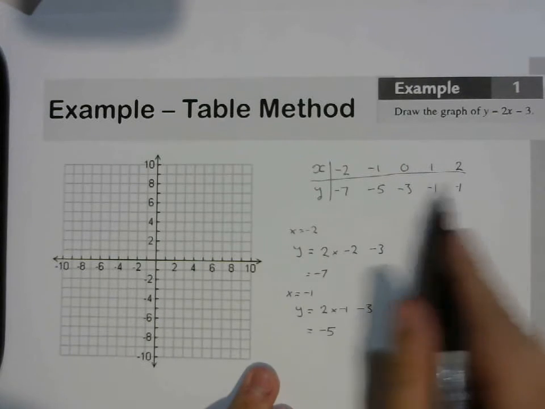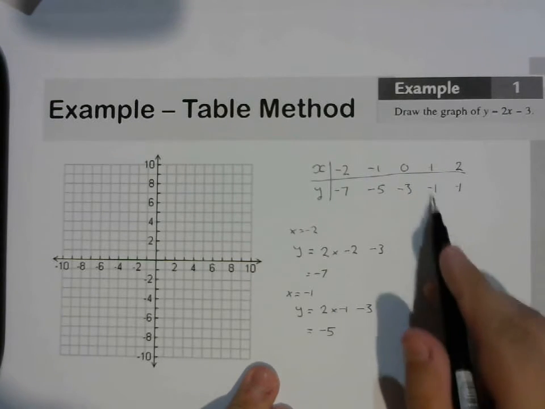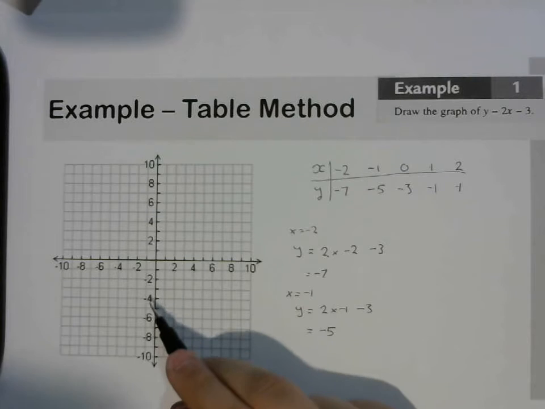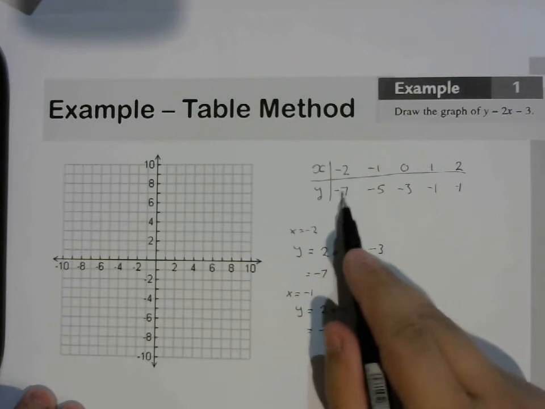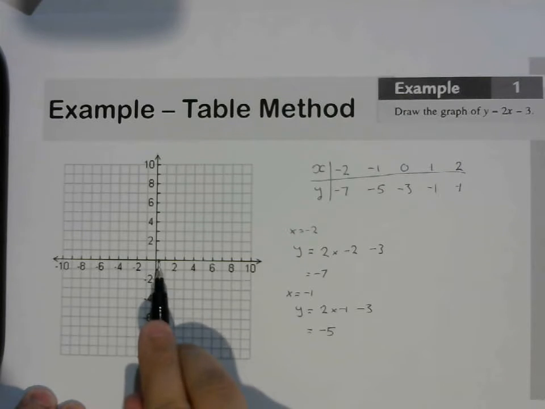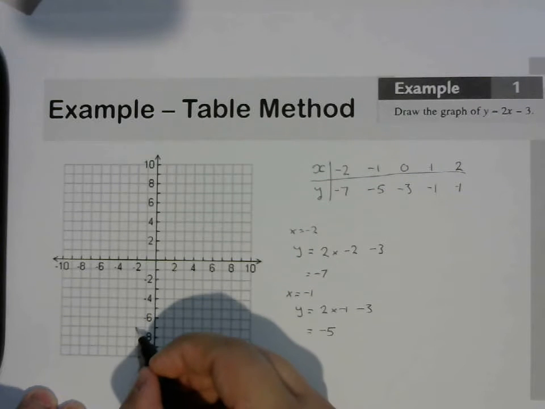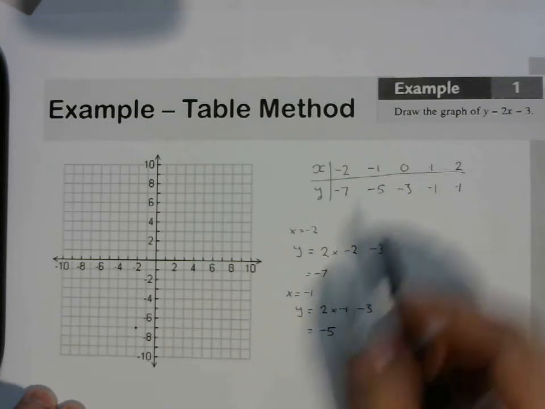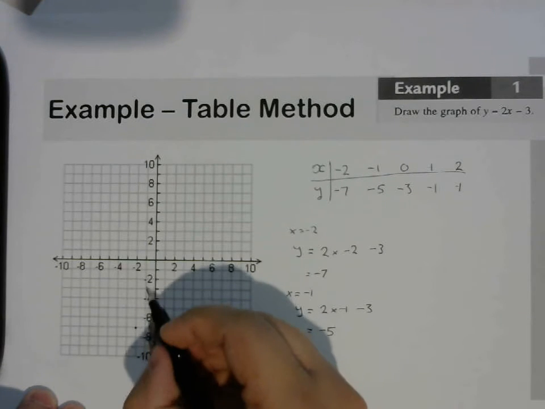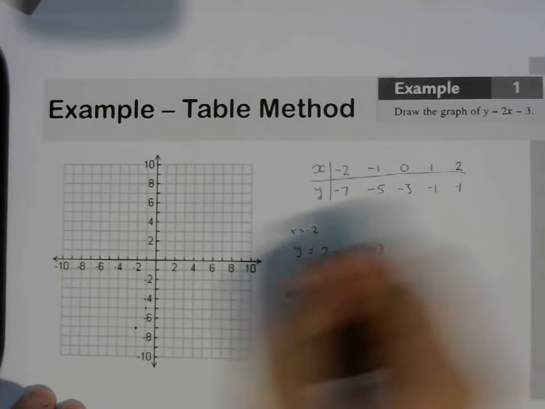Now when you find all of your values for your table, we're going to pair up each one of these as a coordinate and then plot it on our graph. So when x is -2, y is -7. So I'm going to find -2 on my x-axis and -7 on my y, and I'm going to put a dot. Same with -1 and -5. So -1, -5, dot.